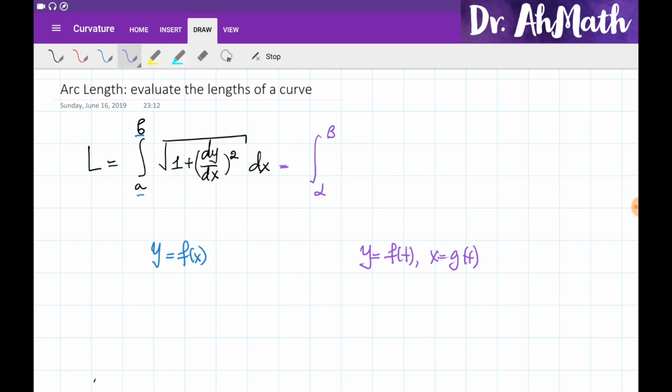alpha and beta, using the integration of the square root of the derivative of x with respect to t squared plus the derivative of y with respect to t squared, and integrating this with respect to t.